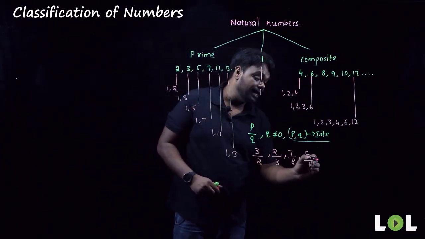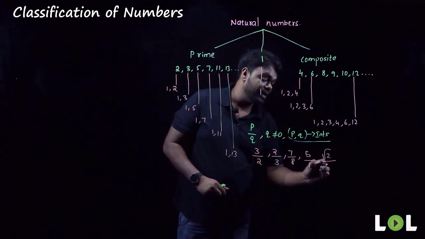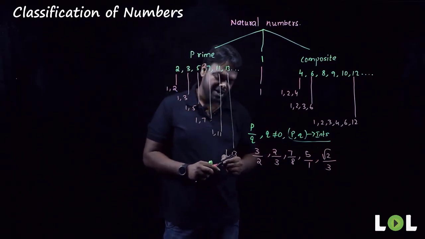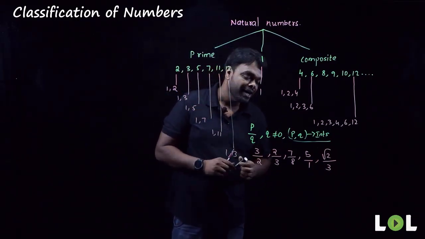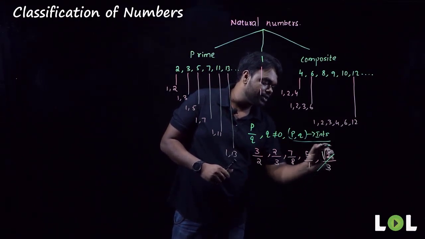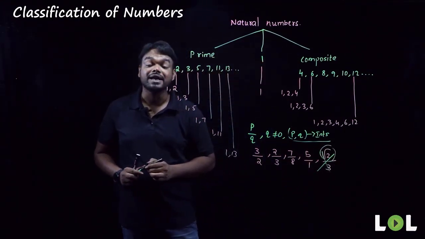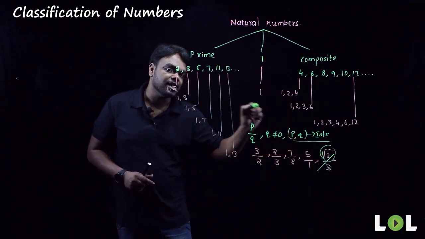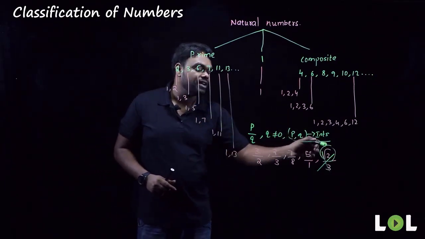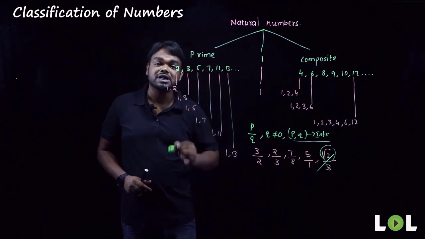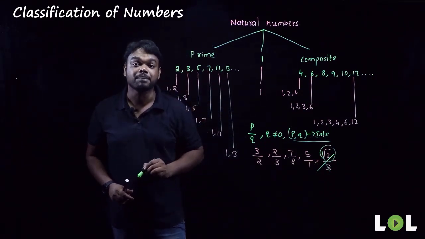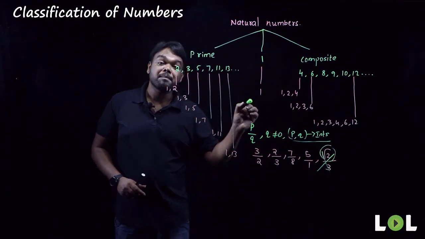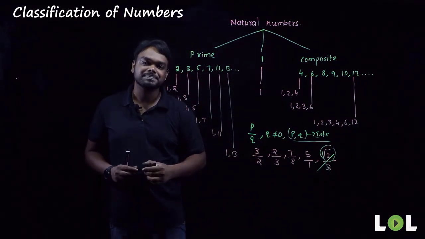Now, if I write root 2 by 3, is it a rational number? No. Why? If you observe, this root 2 is not an integer because that root 2 is an irrational number. So irrational when divided with another rational number, that will always be an irrational number. That is the reason why I told you both P and Q must be integers.